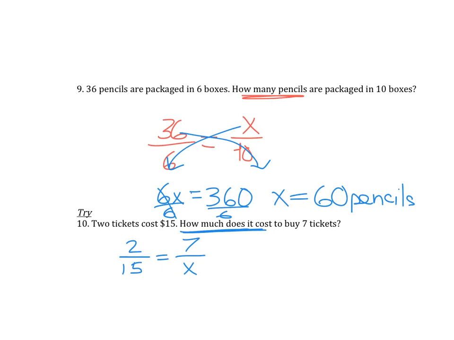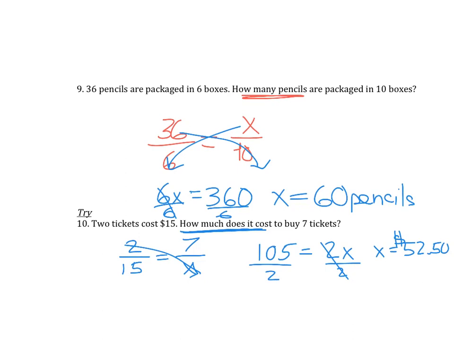Okay, so now I cross multiply. Let's see, 7 times 15, would that be 30, 60, 90, 105, equals, cross this way, 2x. So then I divide by 2, and I end up with x equals, what would that be, 52.50? Okay, so $52.50 for 7 tickets. And that is your lesson on proportions.